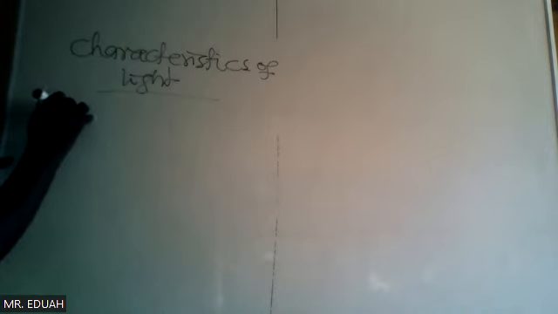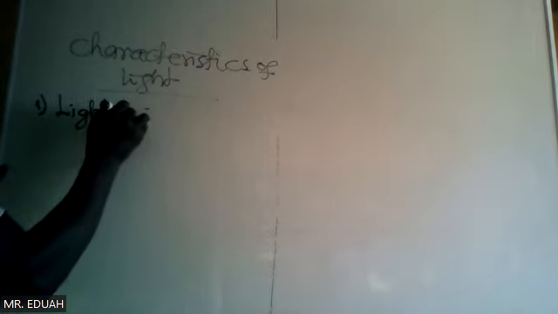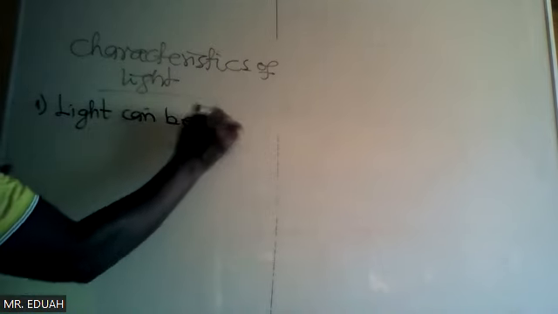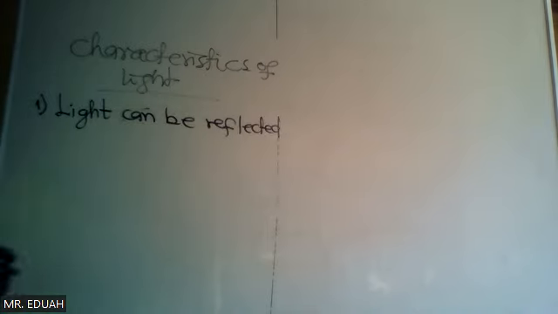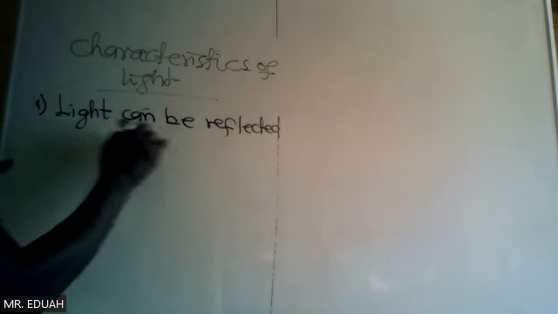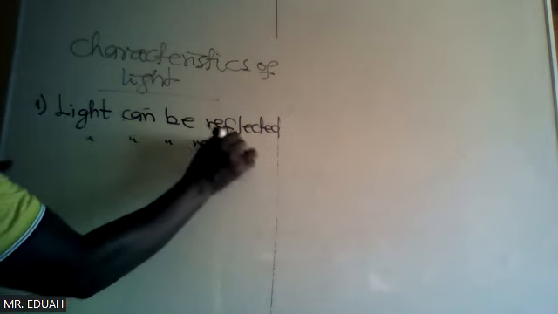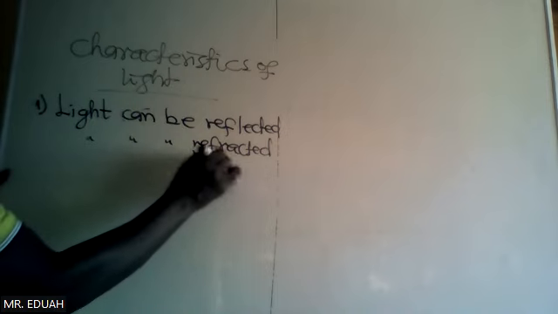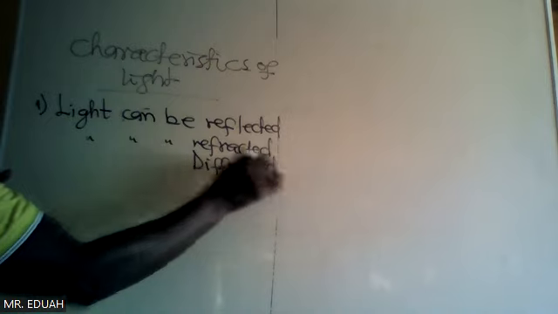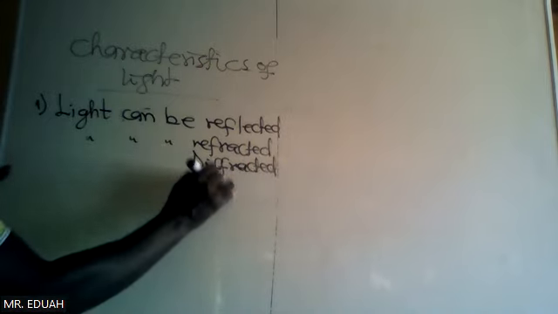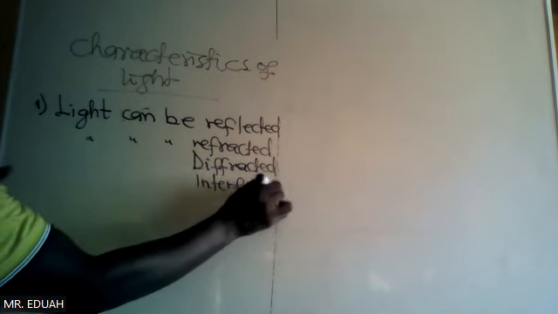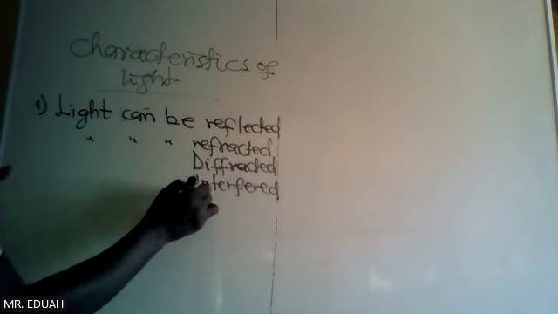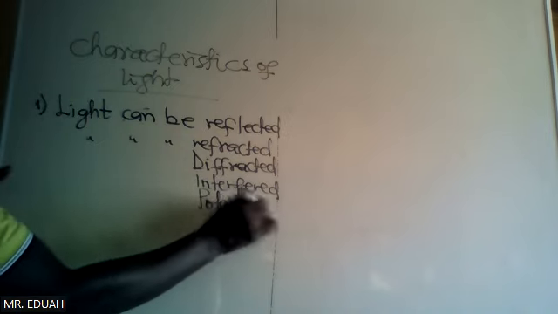One, light can be reflected, or can go through reflection. It can also be refracted. It can also be diffracted. It can also be interfered. And then the other property it shows is that it can be polarized. We'll look at each one of them.